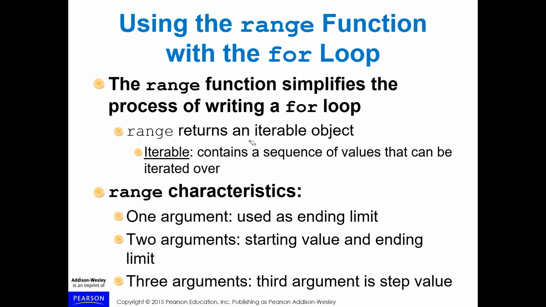Okay, so the range characteristics: as I said, you have 1 argument, 2 arguments, 3 arguments. One argument is used as the ending limit. So by default, you really just need 1. It'll assume that it starts at 0, and then it's just going to continue iterating until it hits that ending limit.